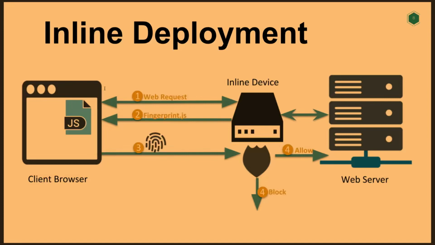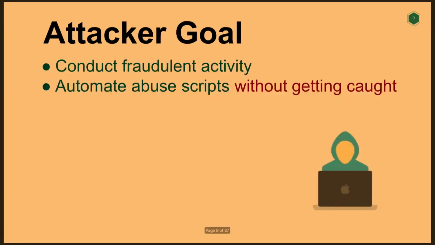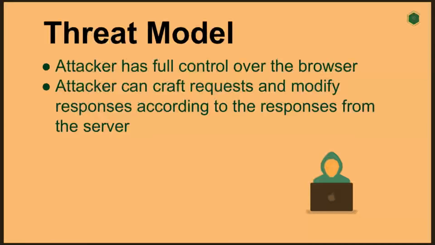Cool. So given this deployment model, let's talk about the attacker goals. The attacker goals are pretty straightforward. If I'm an attacker and I want to conduct some sort of fraudulent activity, I just want to do that without being caught by the fraud detection solution. Or if I'm trying to automate some sort of an abusive activity, for example, creation of fake accounts or posting of content, I want to automate that using some sort of a script without getting caught. Pretty straightforward. And then, of course, these solutions are trying to protect against that.